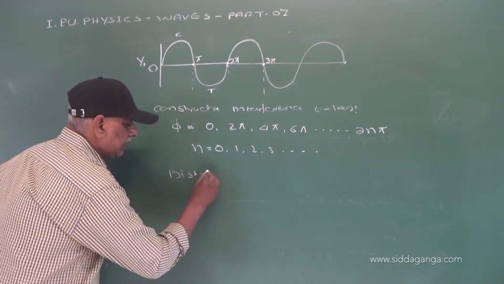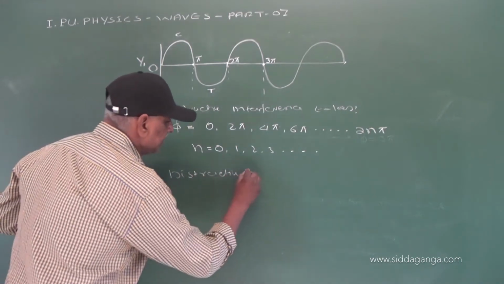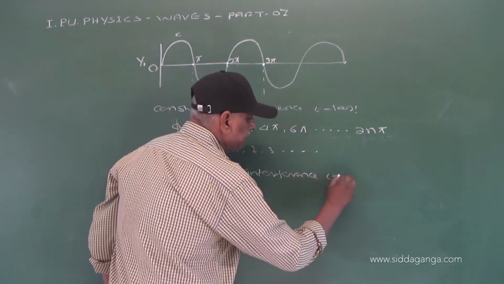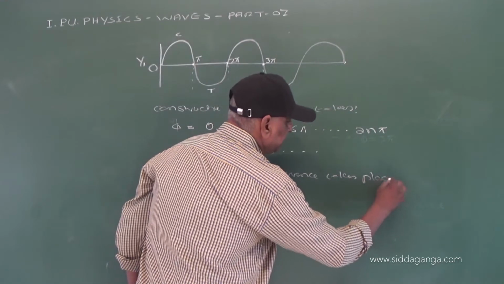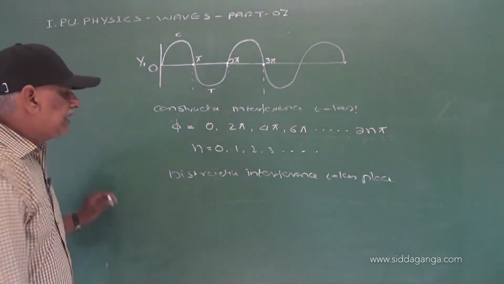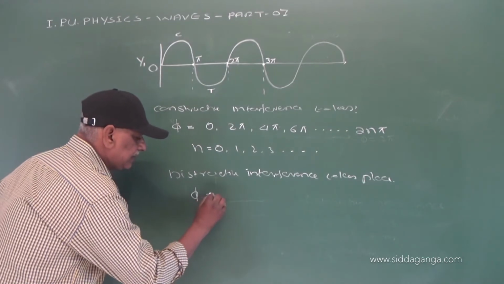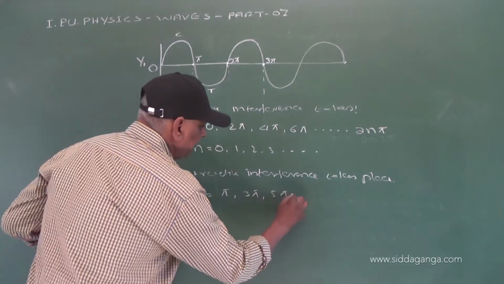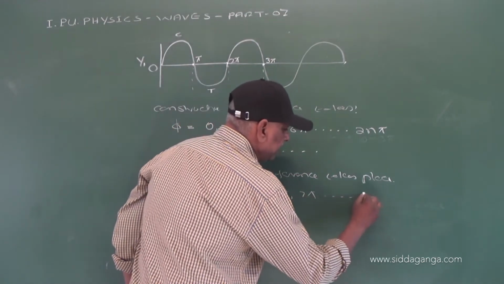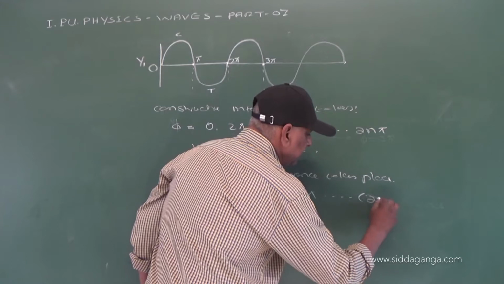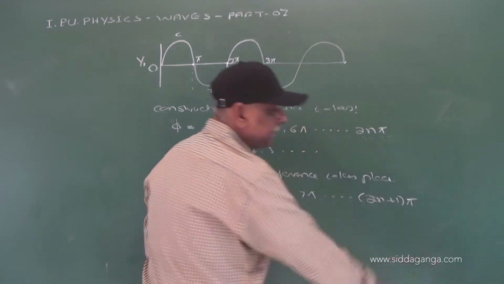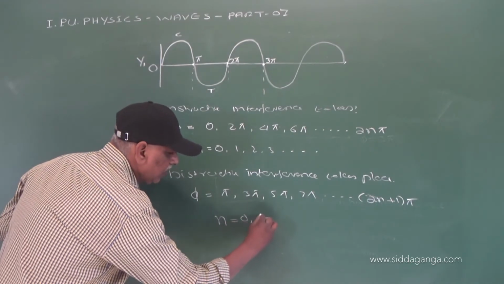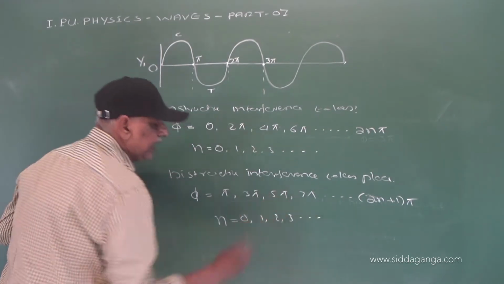So, when destructive interference takes place, the phase difference phi is equal to pi, 3 pi, 5 pi, 7 pi, etc. in general, it is 2n plus 1 pi. That means again here n is an integer 0, 1, 2, 3, etc.